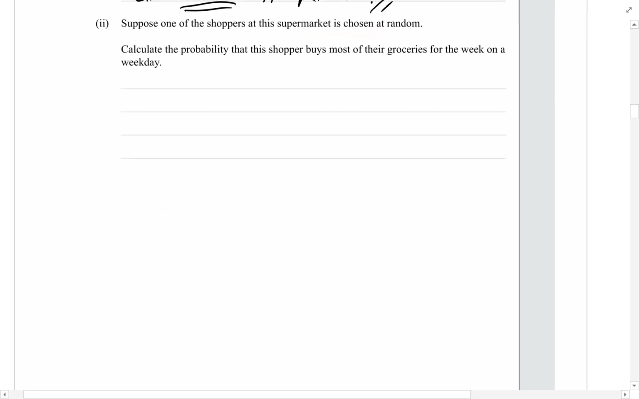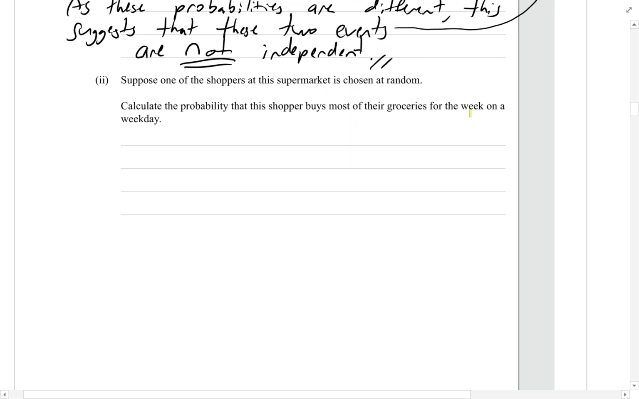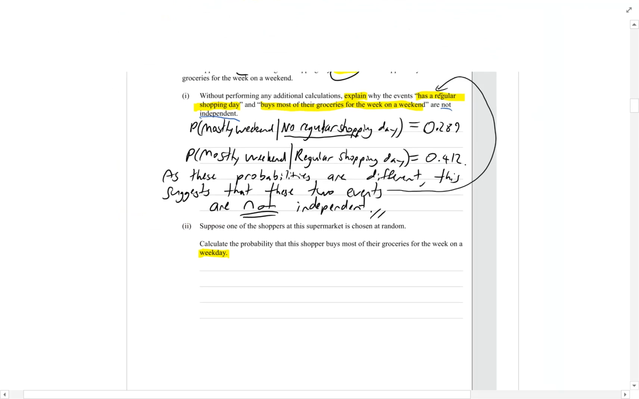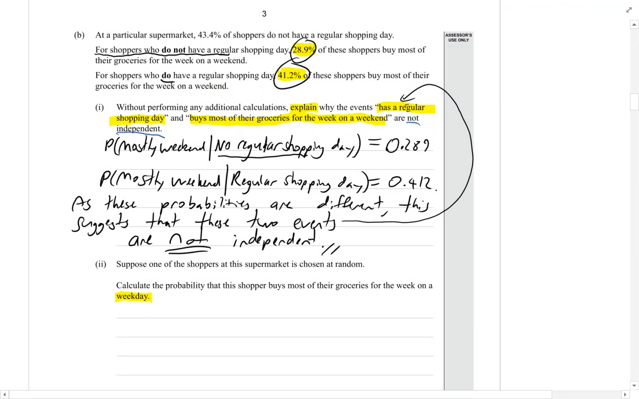Part 2. Suppose one of the shoppers at the supermarket is chosen at random. Calculate the probability that this shopper buys most of the groceries for the week on a weekday. So let's go back to the information that they've given to us and always think, okay, which diagram is going to help? And it is.